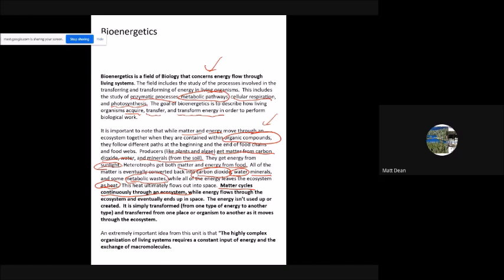So a really important idea is this, which you see in bold down here at the bottom. The complex organization of life requires a constant input of energy. Energy has to be coming in from the outside all the time, and also living things have to exchange macromolecules with other parts of the food chain or the ecosystem. So, a really important idea in bioenergetics.